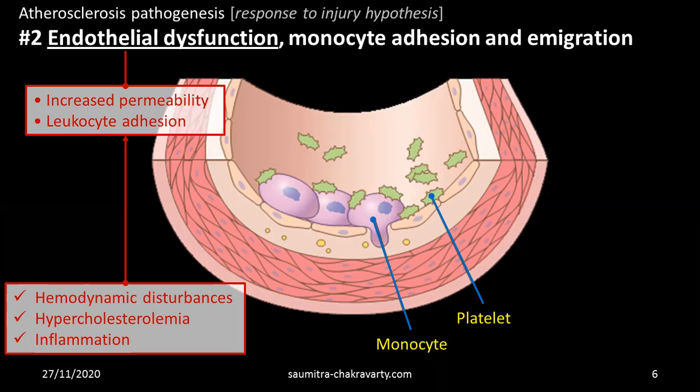So it can occur from hemodynamic disturbances, hypercholesterolemia, and of course the inflammation we were just talking about. And these cause what? These cause increased permeability and leukocyte adhesion, and when a leukocyte adheres, at some point it's going to immigrate, because that's the typical molecular sequence. Once started, it has to be completed. It cannot stop midway. If the leukocyte adheres, then it will immigrate.